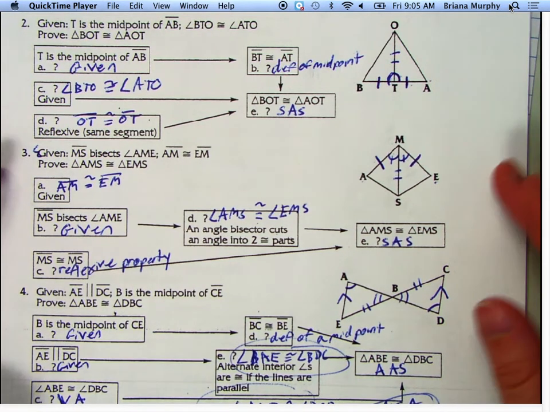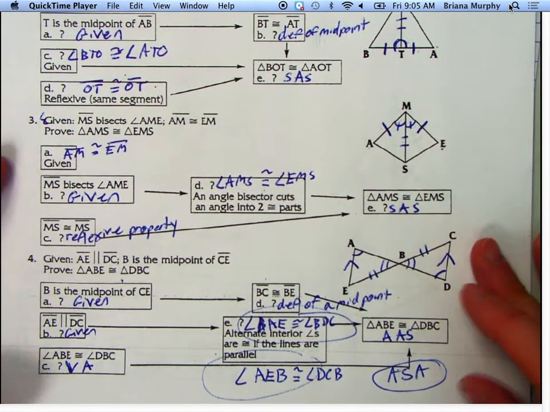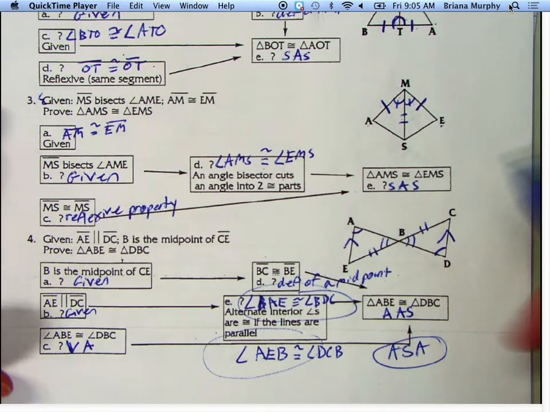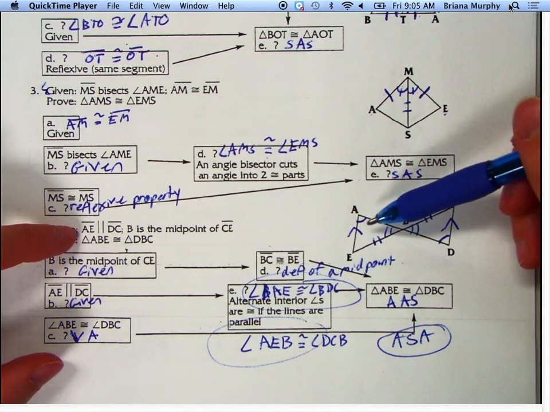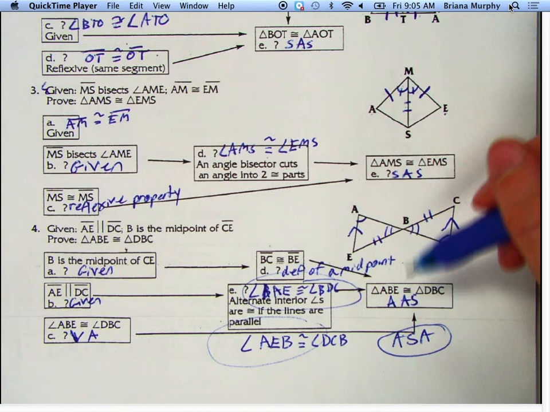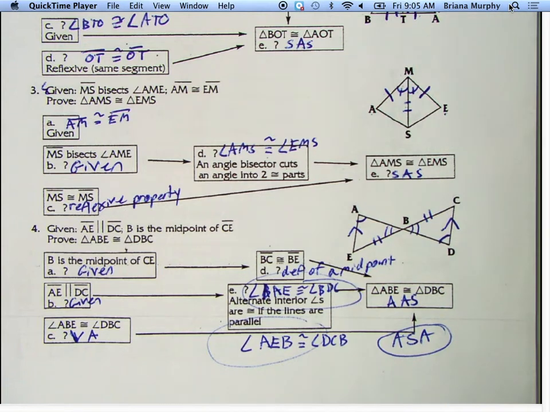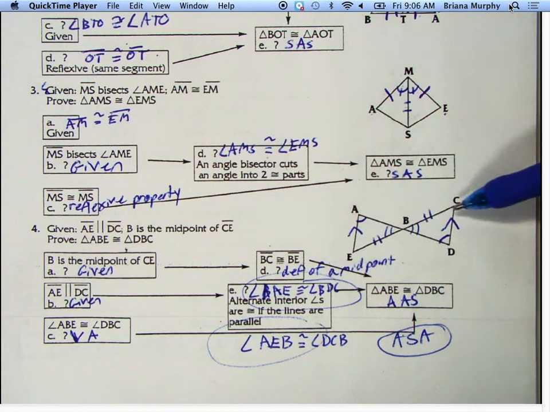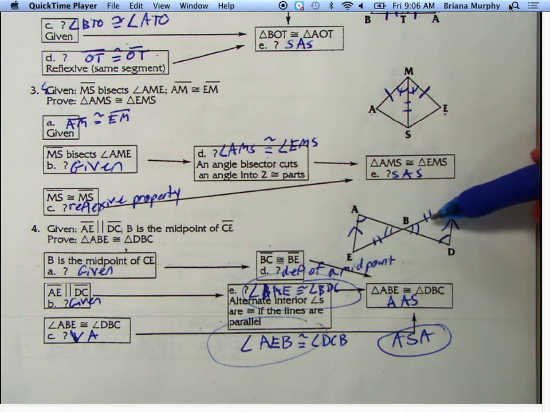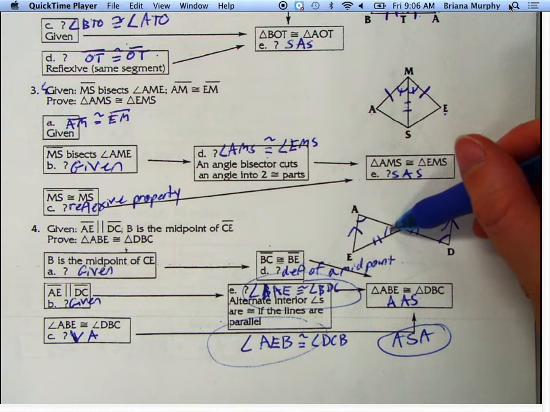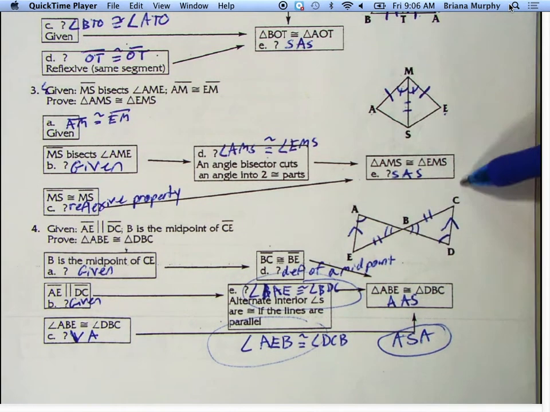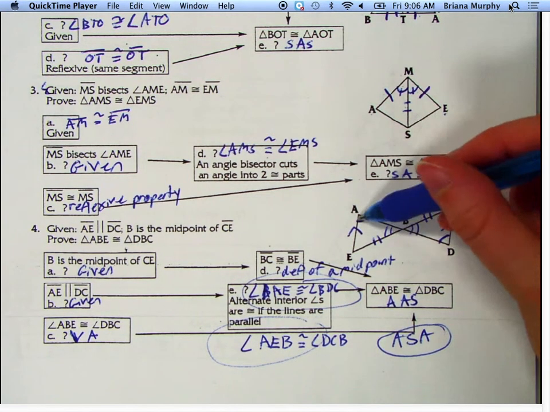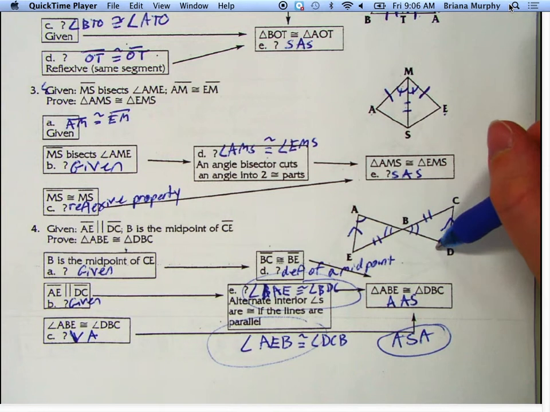Okay, number 4 was probably the most confusing. We haven't done a lot with the parallel lines, so let's go over them. Okay, AE is parallel to DC. I like to draw an arrow to show that they're parallel, so I remember. B is the midpoint of CE, so I know both sides of the midpoint have to be congruent to each other. Well, then I can also see vertical angles. Remember, when we're dealing with parallel lines, we get alternate interior angles are congruent.